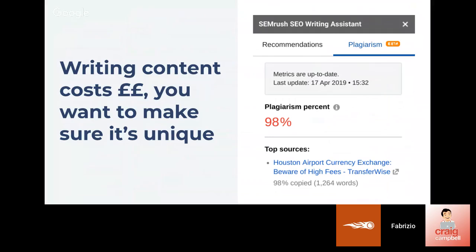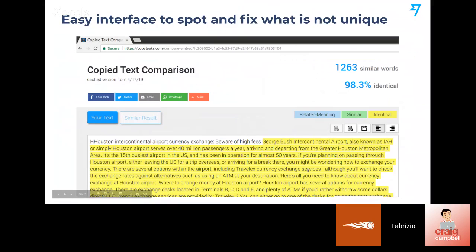In this case, it shows 98% plagiarism, because obviously this article has been published already, but we are the only ones. Also, SEMrush tells you which source the copied content comes from, and they also provide you with a link and an interface to go and check where you have copied content that is not unique.